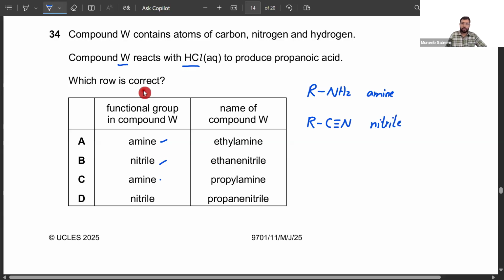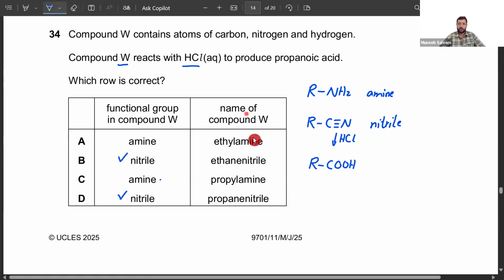So we remember that whenever the nitrile is reacted with the acid, that could be HCl, that could be sulfuric acid, whatsoever, it will convert that nitrile part into the carboxylic group. So R-CN will be converted into RCOOH. This is the reaction whenever the nitrile is reacted with the HCl. So this is the right answer from the first column. The nitrile is the right functional group from the first column.